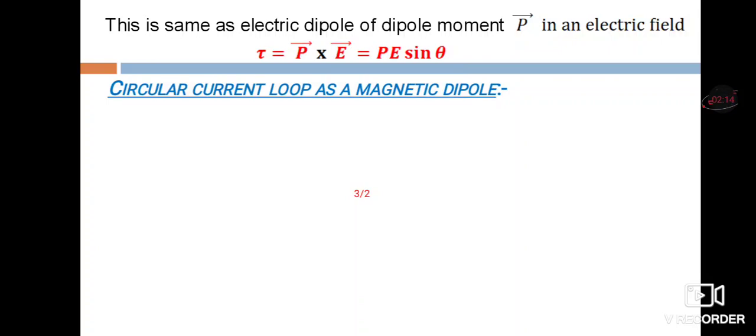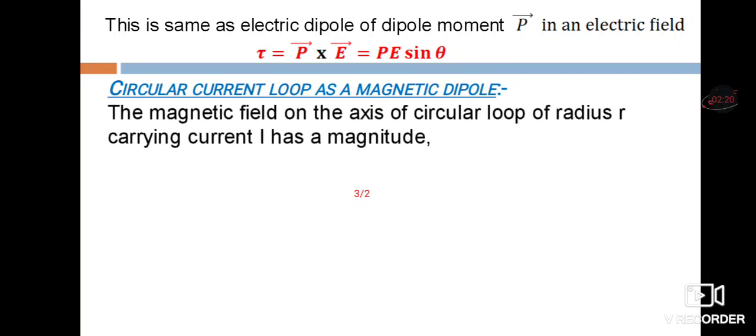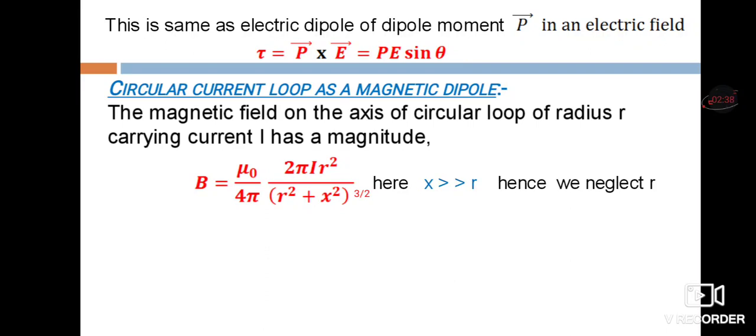Suppose we consider the circular loop as a magnetic dipole, then what will be the equation? Already we know the magnetic field on the axis of a circular loop of radius r carrying the current I is given by B is equal to mu naught by 4 pi, 2 pi I r square divided by r square plus x square raised to 3 by 2. But now if x is very much greater than r, then we neglect the r term. Therefore we get B is equal to mu naught by 4 pi, 2 pi I r square, and neglecting r, the remaining is x square. So x square raised to 3 by 2 is x cube itself.